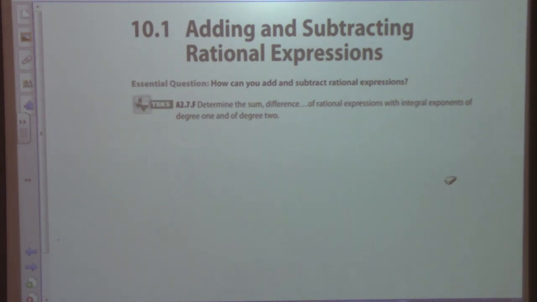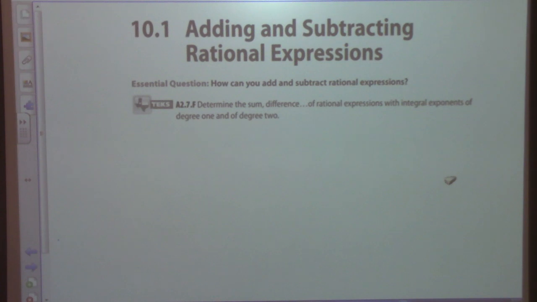We are going to be starting to work on adding and subtracting rational expressions. What is a rational expression? Anybody have an idea what a rational expression is? No, it's not imaginary numbers. I'll give you a hint.